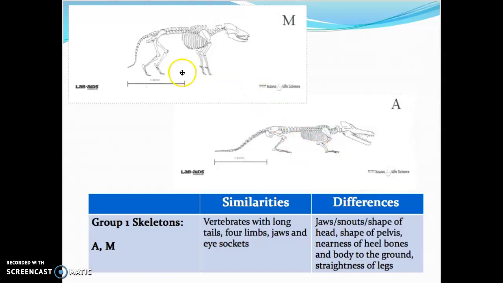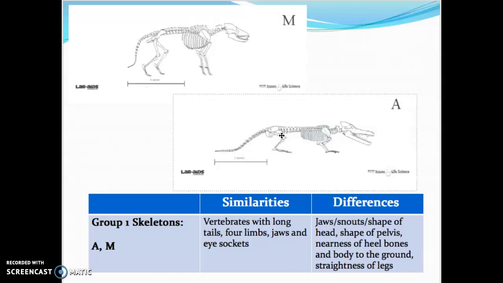Whereas this animal, it looks almost like it's walking on its toes and its heels are up off of the ground. And then the straightness of the legs. So these are more vertical, these legs in fossil M. In fossil A, the limbs have what appears to be approximately a 45-degree angle in them.